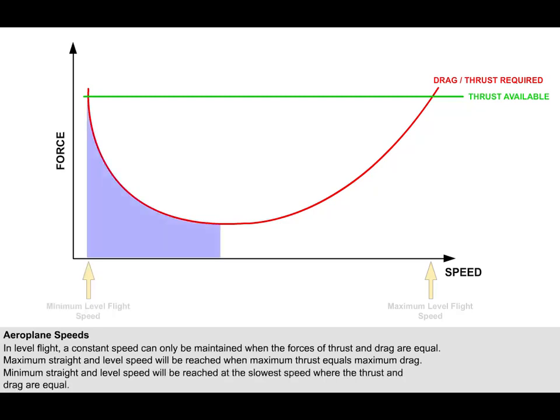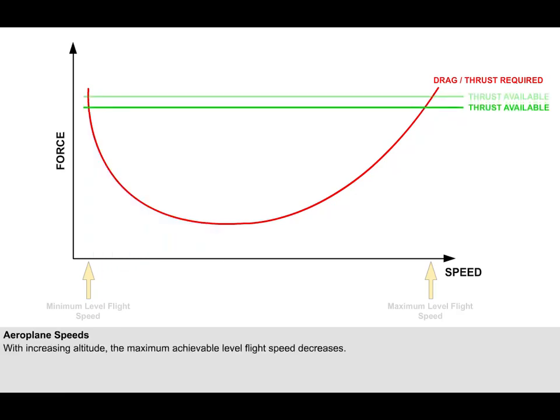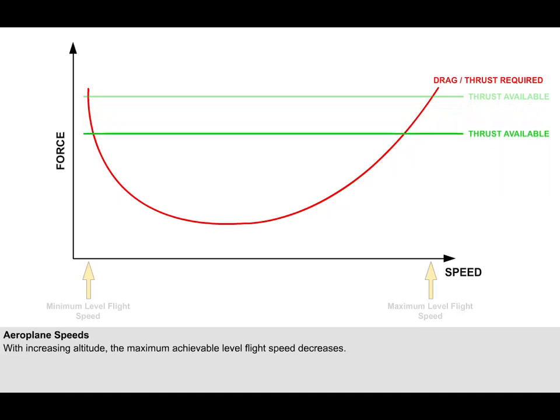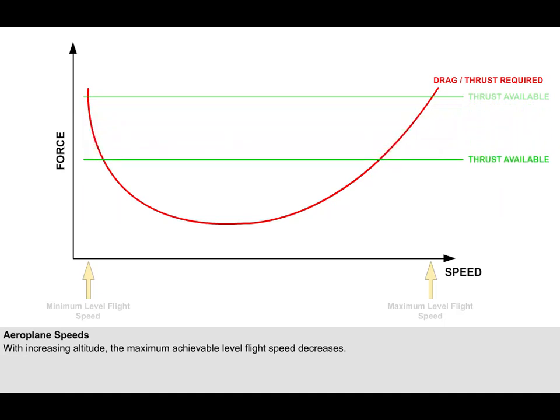The area to the left-hand side of the bottom of the drag curve is commonly referred to as the back of the drag curve, or the speed region of reversed command. Flying at these speeds is inefficient and not recommended since a lot of thrust is needed to maintain a fairly slow speed. Notice that at high altitude, the thrust produced by the engine decreases.